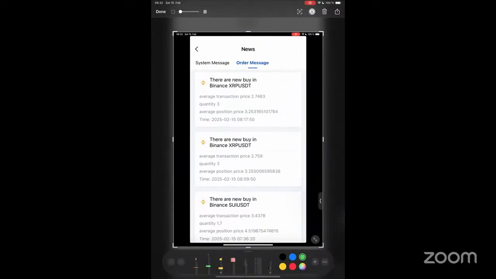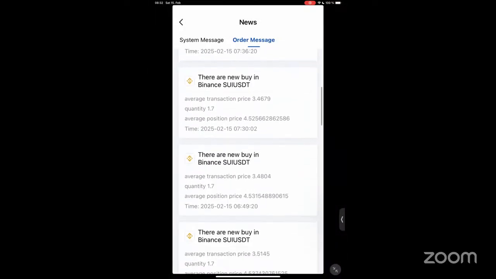So if there is a buy, you see buy, buy, buy. It will tell you the name of the coin, the exchange it bought on, the average transaction price, the quantity it bought for you, the average position price, and the time and date. Everything is actually clearly defined over here.